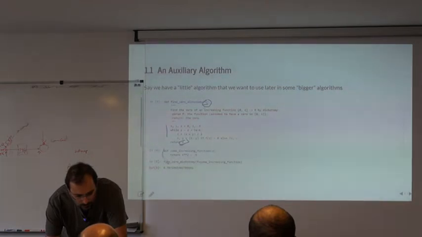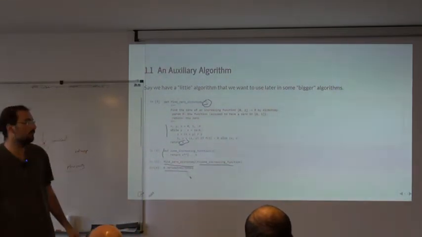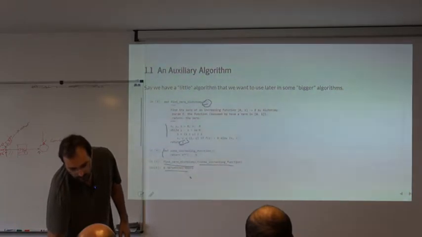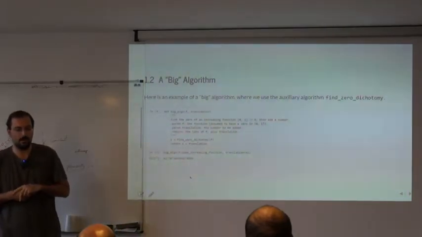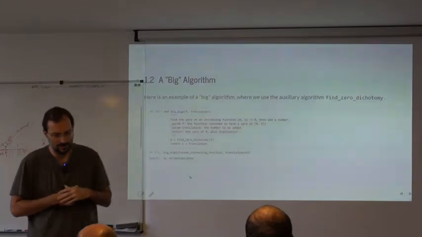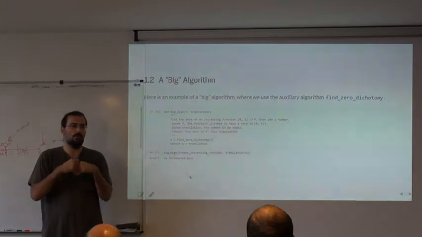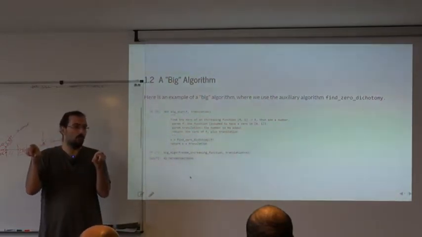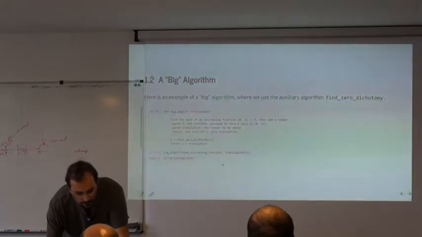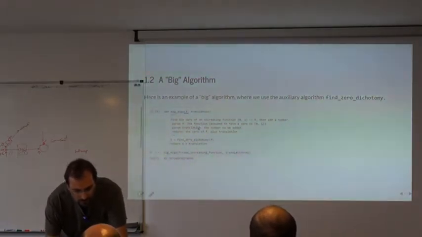Here's just an example. I define some increasing function, and when I apply find zero dichotomy to that function, it outputs the value of the zero. Then we are going to pretend that we have a big algorithm, and in my case, the big algorithm will be really stupid. You take the zero of the function, and you simply add a number. So in input, you take the function f and the amount of translation that you want. First, you find the zero by a dichotomy, and then you add a number.